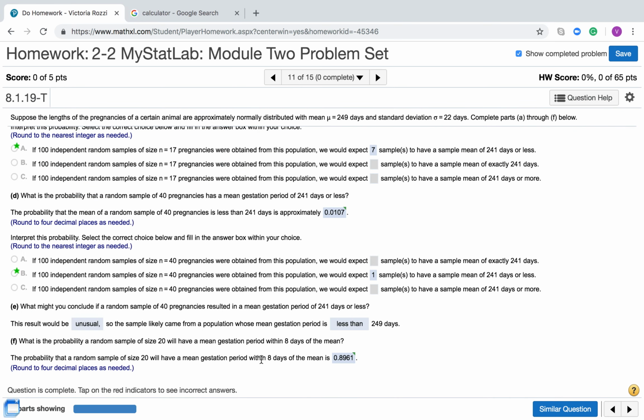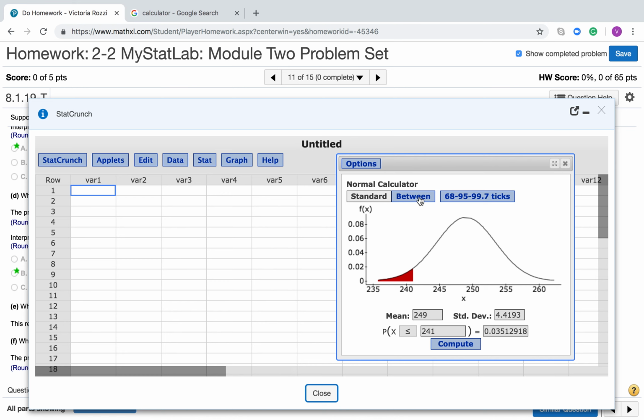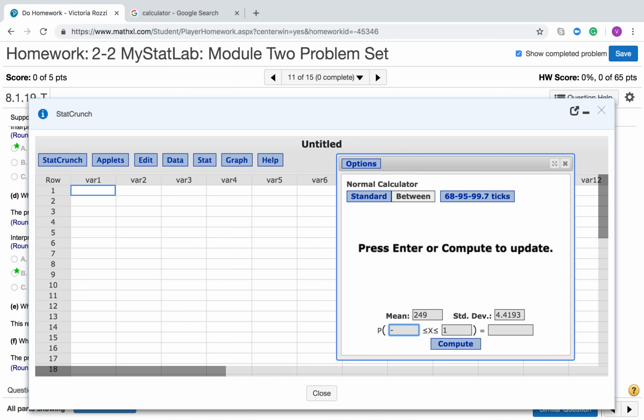Now that means plus or minus 4 days from the mean, right? So I would subtract 4 days from the mean and add 4 days to the mean to get which probability I want. So we're going to use this between function. I'm going to press between, and we're going to go 4 on either side of the mean. If I take 249 and subtract 4, I get 245. And if I add 4, I get 253. Let's hope I did that correctly. 253. And click compute. We're getting a probability of 0.6345, but there's a 9 next to it, so we round to a 6. So 0.6346.